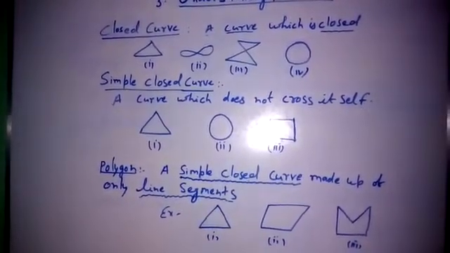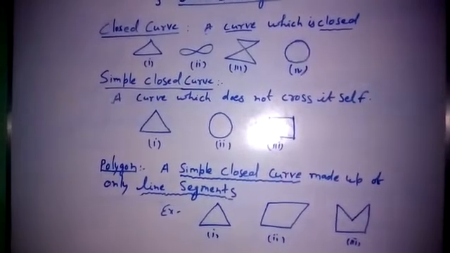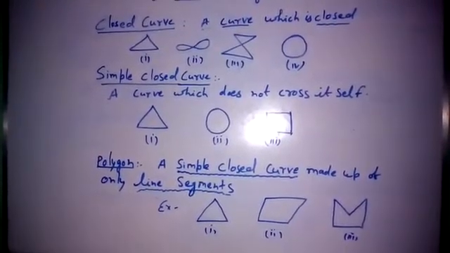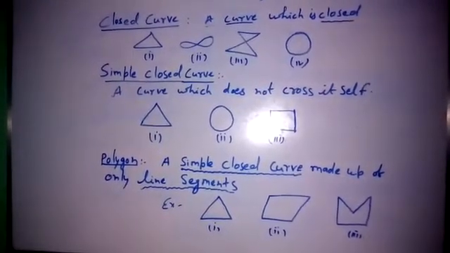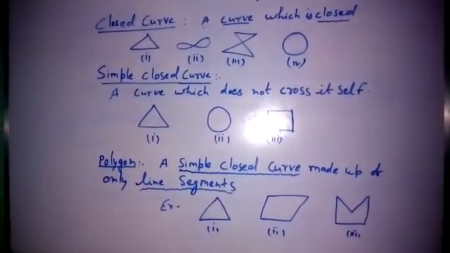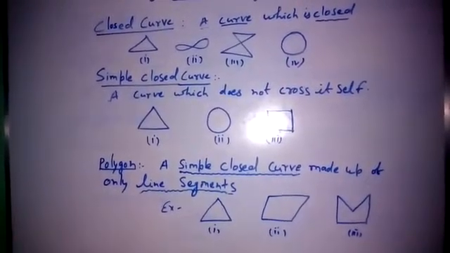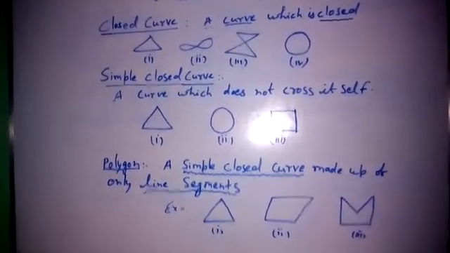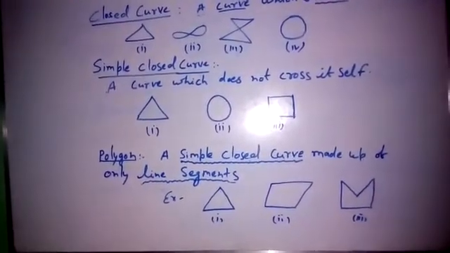Now what about polygons? As I told you, a simple closed curve does not cross itself. Polygon is made up of two words, poly and gon. Poly means many and gon means side. Then the definition becomes: a simple closed curve made up of line segments is called a polygon.